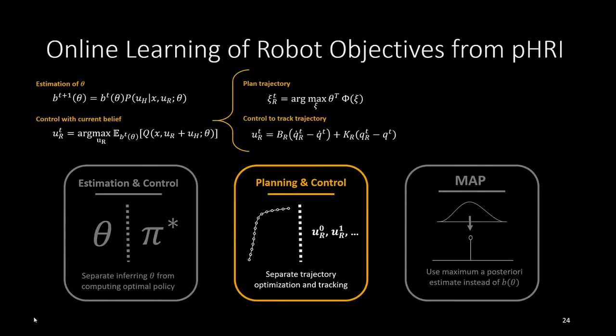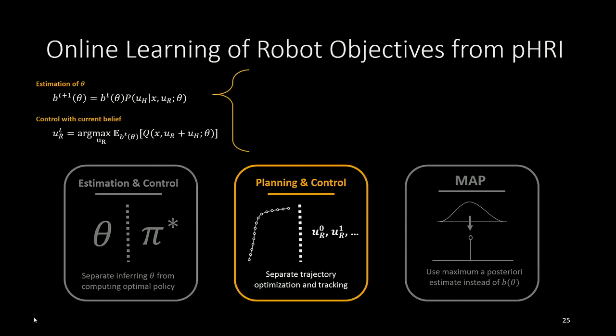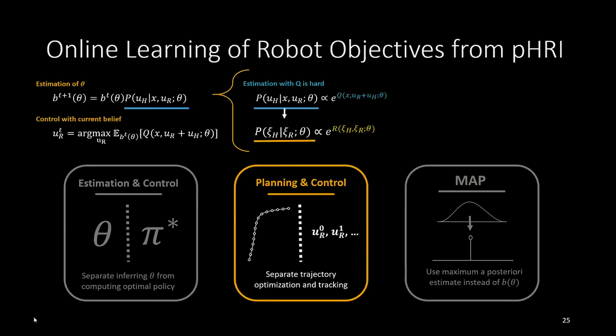This impedance controller was chosen specifically for two reasons. First, people can physically modify the state of the robot. And second, the robot is compliant to ensure human safety. If we look back at the estimation of our reward parameter theta, again, this estimation step still depends on the Q value. So here, too, we're going to shift reasoning from action space into trajectory space.